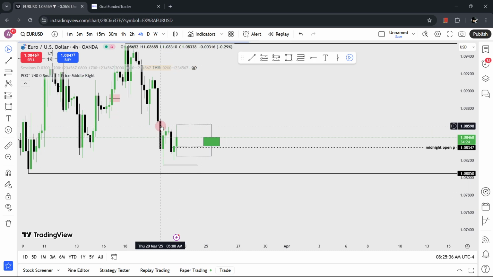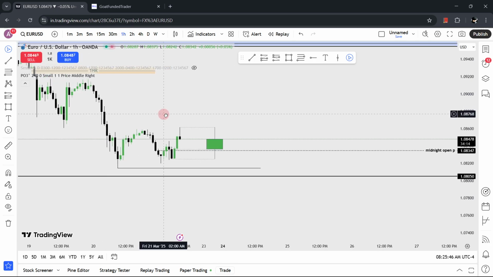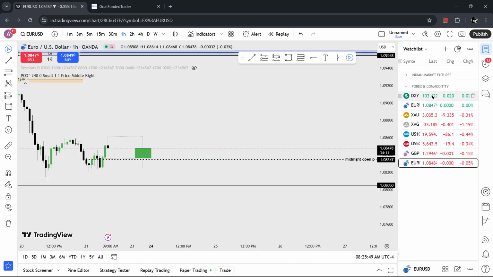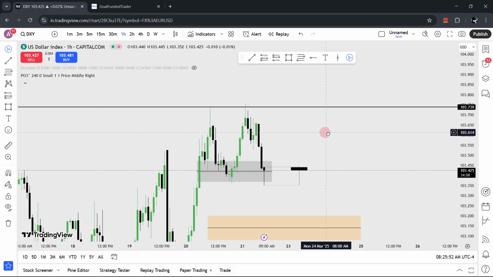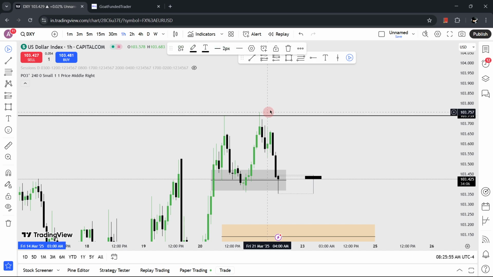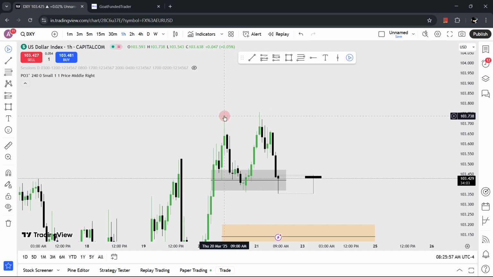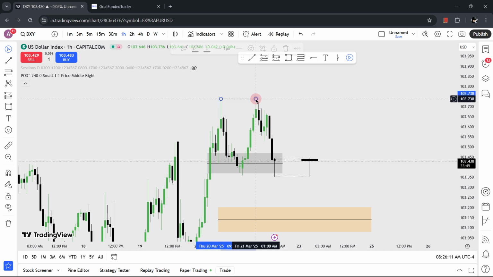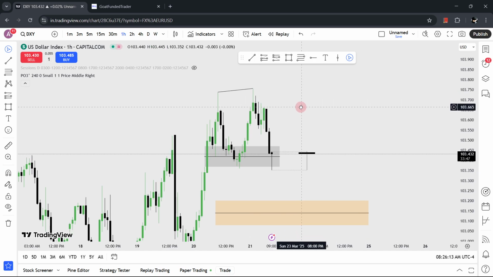On the 4 hour, we had this fair value gap. It went to that 4 hour fair value gap, got a good displacement downside, but was not able to take out this low. Now I want you to go to the dollar index. This was yesterday's low. Today it was able to take out yesterday's low. So basically it forms something called SMT, smart money divergence.